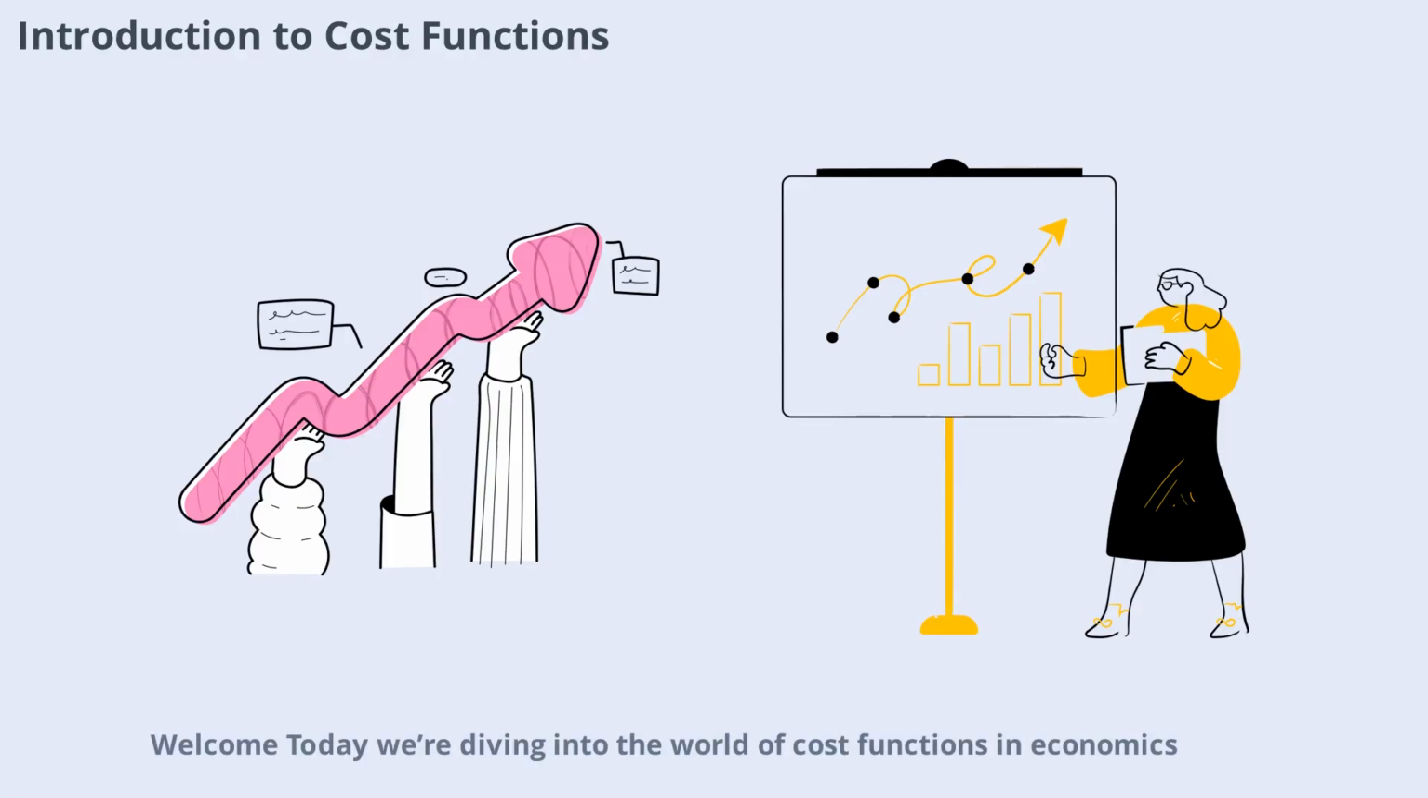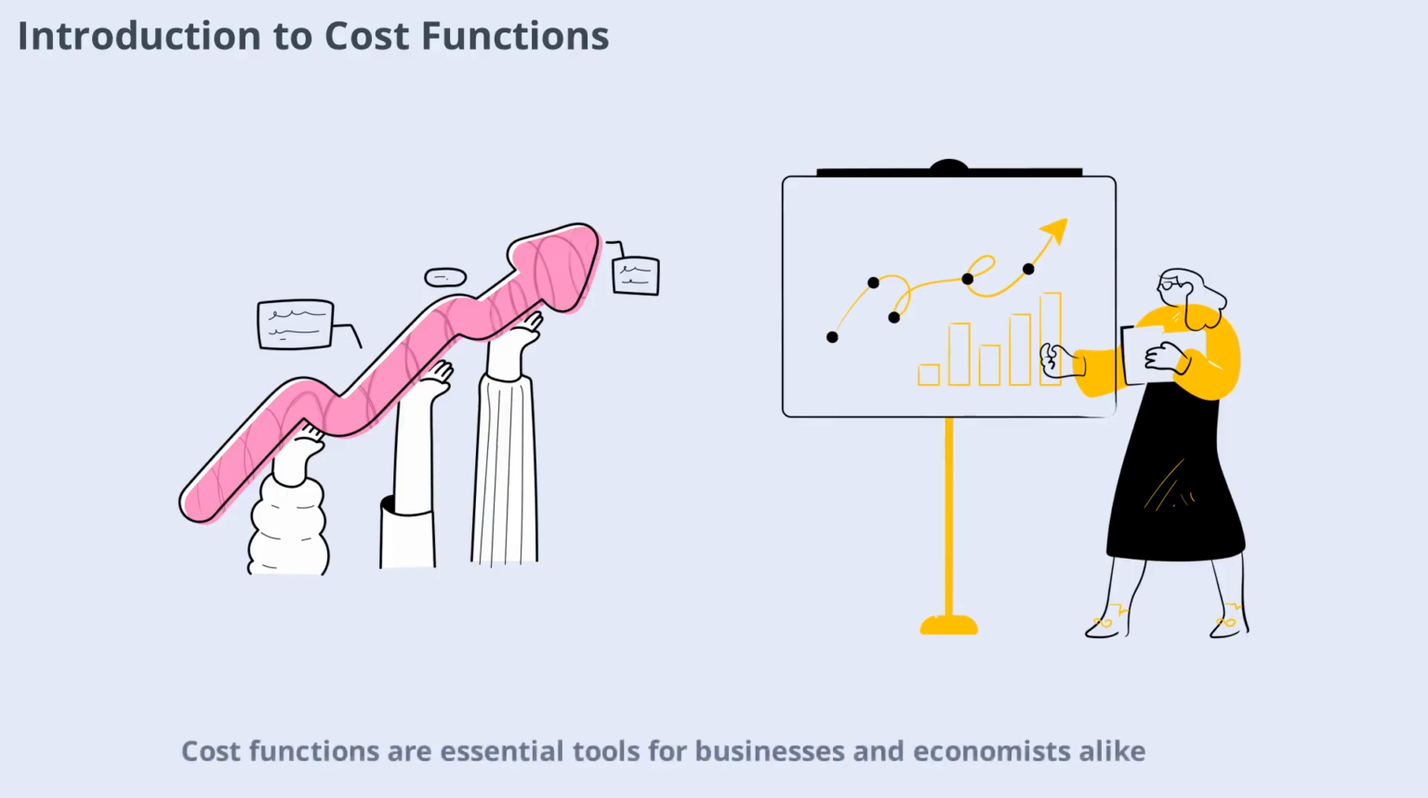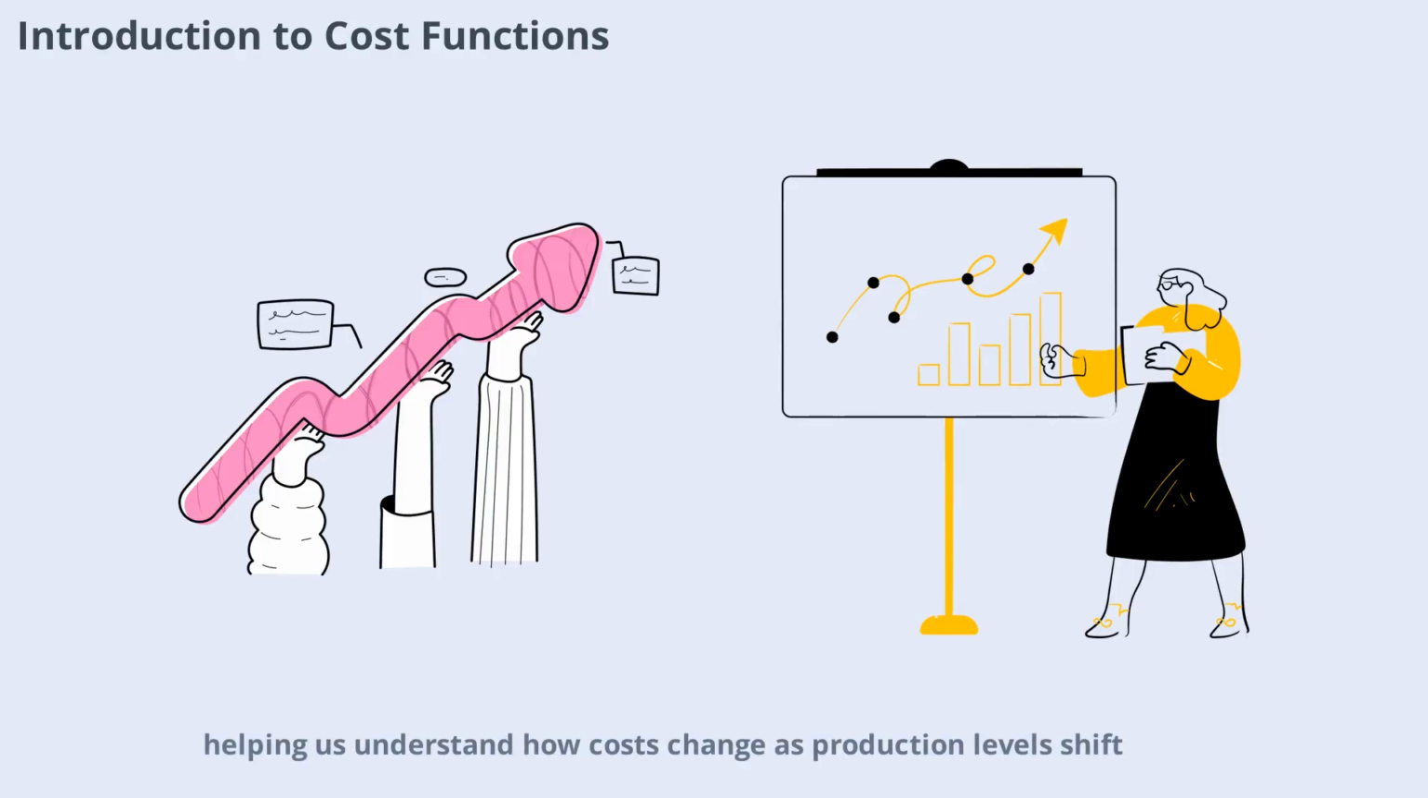Welcome. Today we're diving into the world of cost functions in economics, especially as they relate to production and costs. Cost functions are essential tools for businesses and economists alike, helping us understand how costs change as production levels shift. Whether you're a student, a business owner, or just curious about economics, this journey will clarify how costs behave and why it matters. We'll start by defining what a cost function is, then explore its components, and finally see how it's used in real-world decision-making.